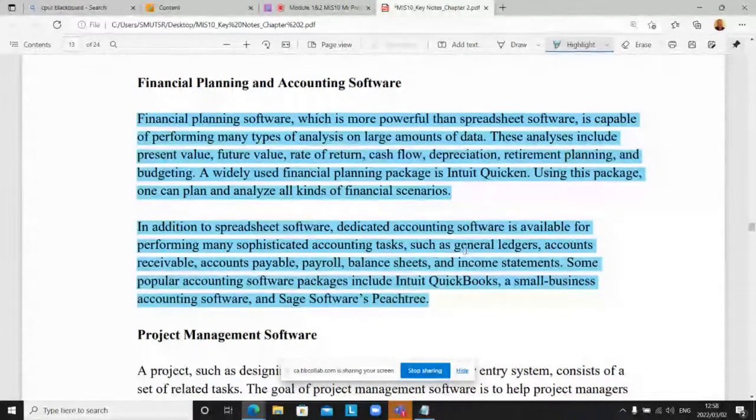And these that you're going to use next year can do general ledgers, accounts receivable, accounts payable, payroll, balance sheets, income statements. And you are going to be working with that next year. It's quite exciting. And it is online on the cloud.